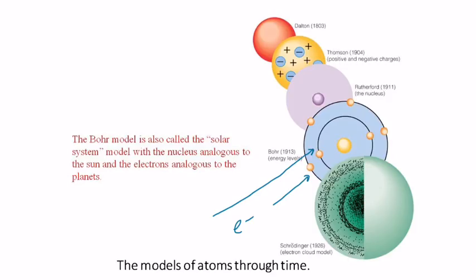They are organized in energy shells or levels. Later on, in my other chemistry class, we call those electron orbitals. But the electrons are in certain regions with certain energies outside the nucleus.